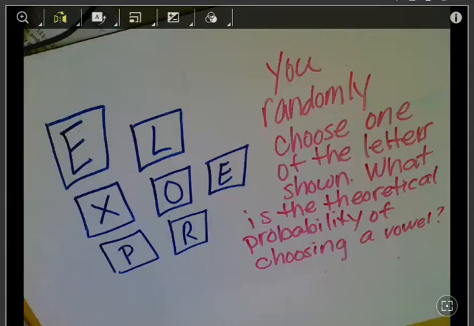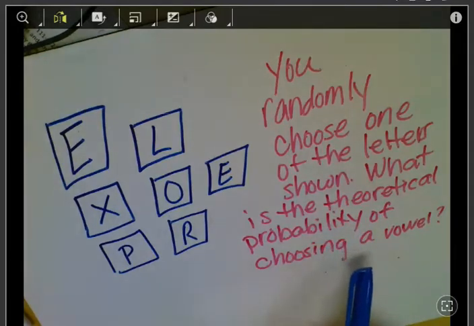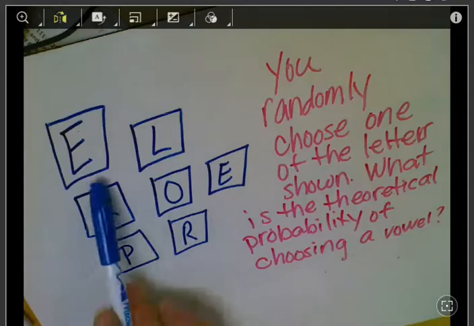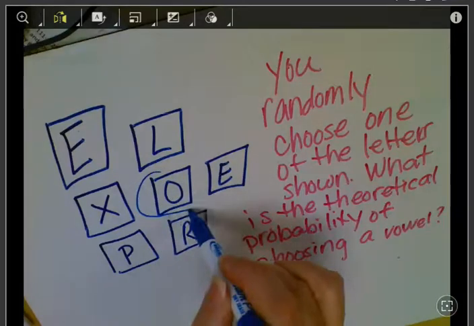Okay, in this particular one, we're going to talk about theory. You randomly choose one of the letters shown. What is the theoretical probability of choosing a vowel? If I take a look at all my letters here, we have to figure out which ones are vowels. Well, my O and my E are vowels.